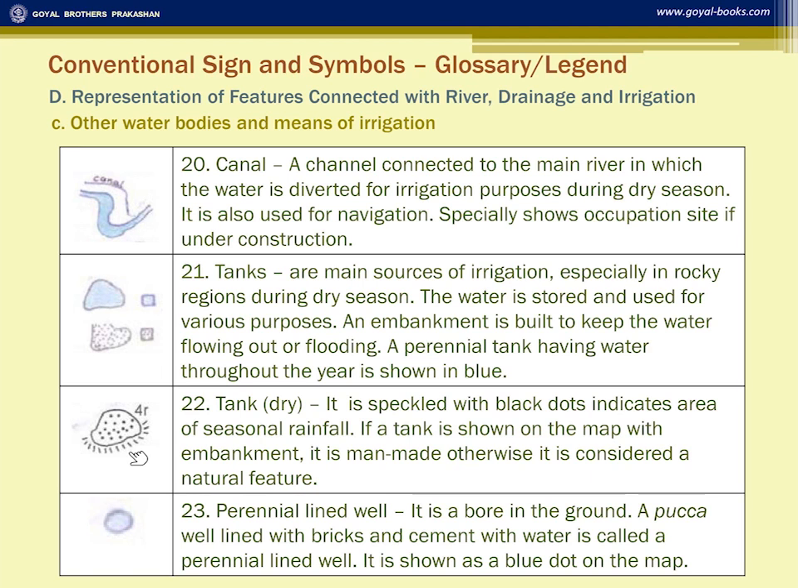The 4 is written here. It means the height of the tank is 4 meters. But if it is given within the tank, it may mean relative depth of the tank is 4 meters. Then you have these perennial lined wells in blue. It shows that it is a bore in the ground, a pakka well lined with bricks and cement, which has water throughout the year. Perennial means the water throughout the year.